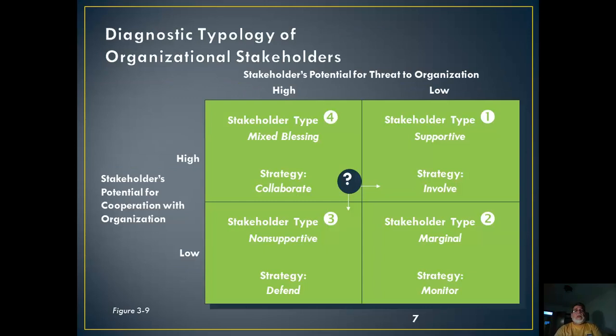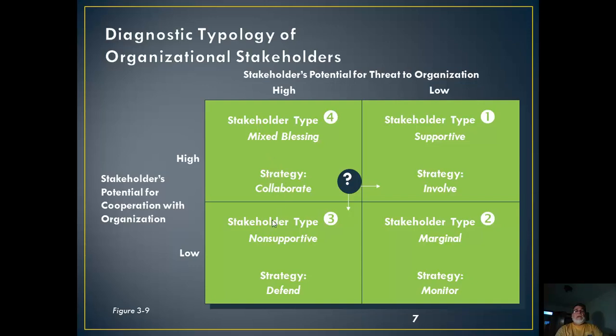In this typology, we have two axes. We have stakeholders' potential for threat to the organization, which could be high or low. And then we have potential for cooperation with the organization, and again it's high or low, and we have 4 quadrants. This one here is a mixed blessing. You're going to have stakeholders who are a high threat to the organization, but they have a high potential for cooperation. You need to collaborate with them, and you need to work with them.